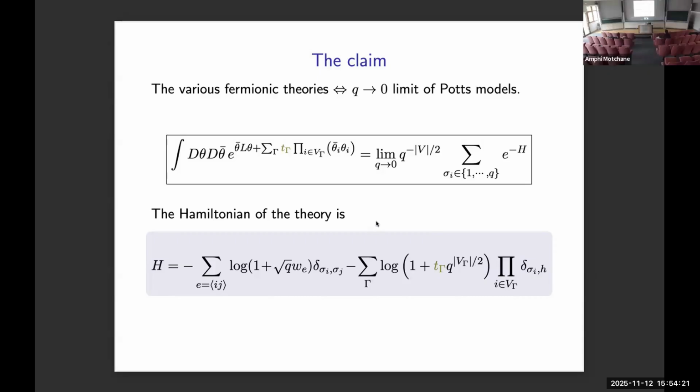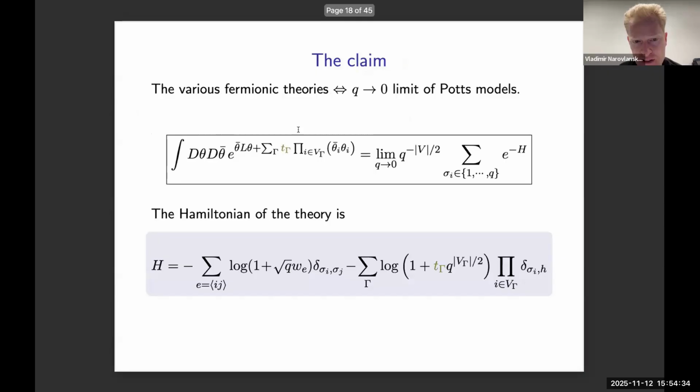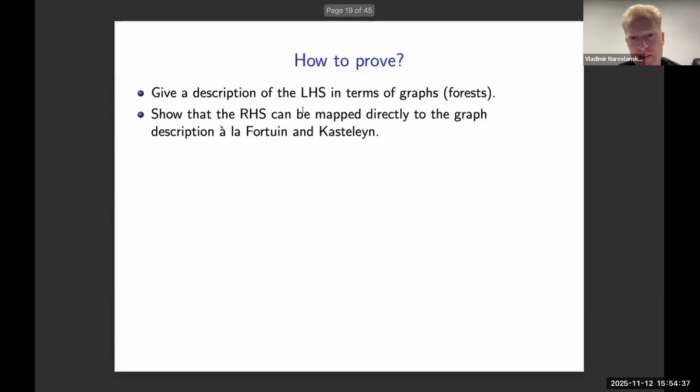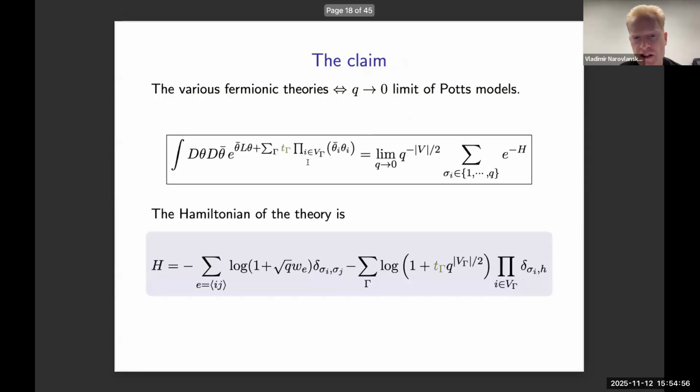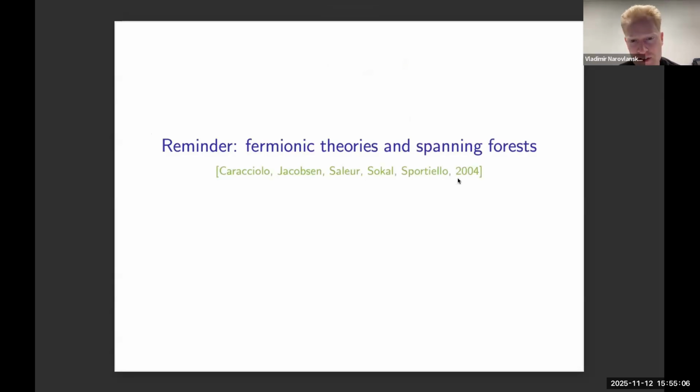Okay, so what is the strategy to prove it? We're going to first find a random graph description for the left-hand side, the side with the fermionic variables. And then we're going to essentially show that the right-hand side, by procedures generalizing the famous Fortuin-Kasteleyn, is going to reduce to the same random graph description. So the random graph is basically going to be an intermediate stage in showing that the left-hand side is equal to the right-hand side. And here we're going to meet all the spanning forests and so on, as in these seminars.